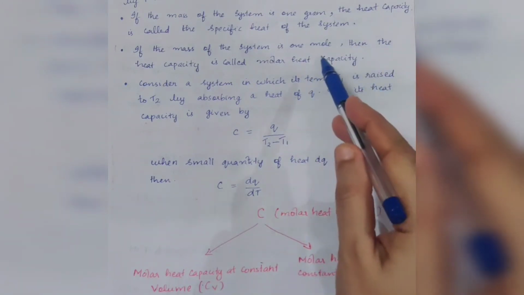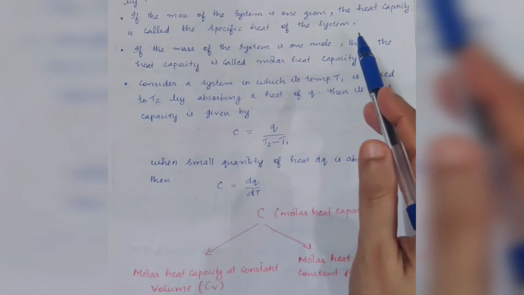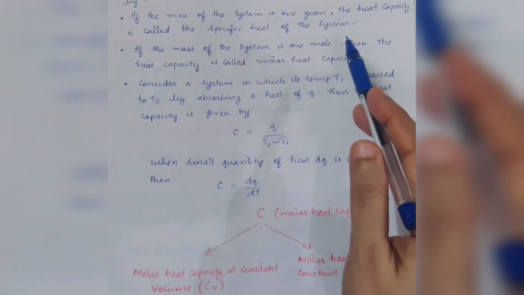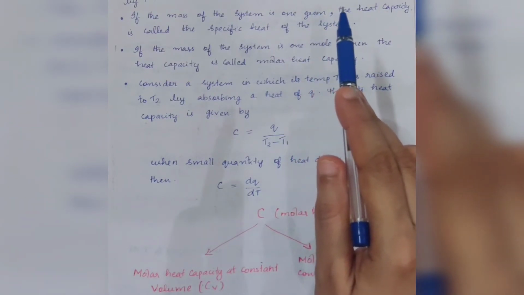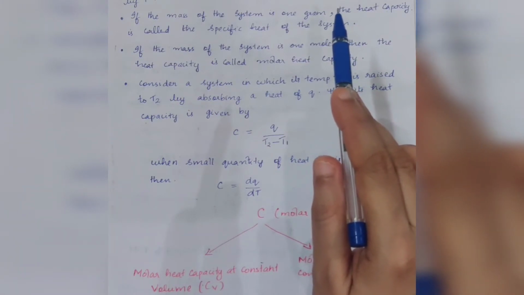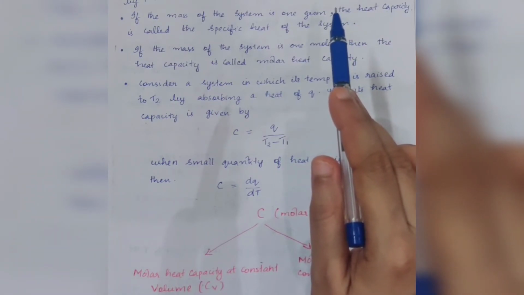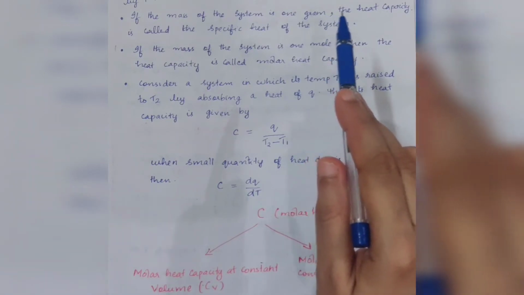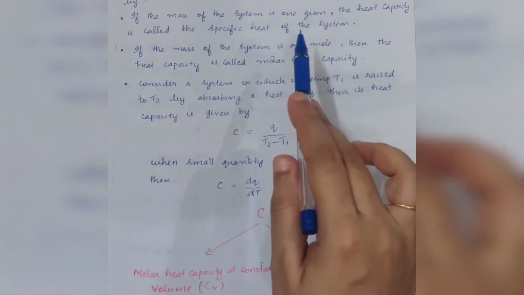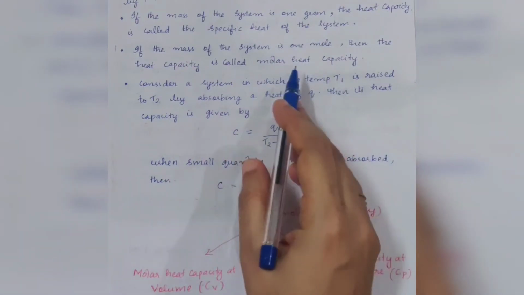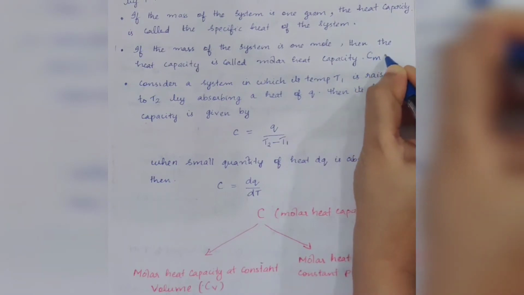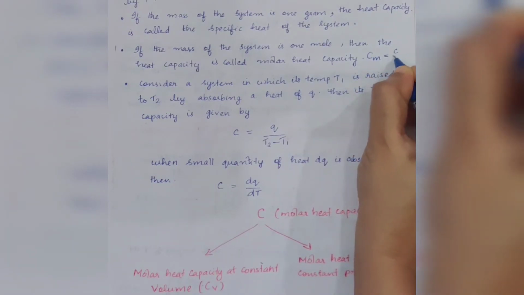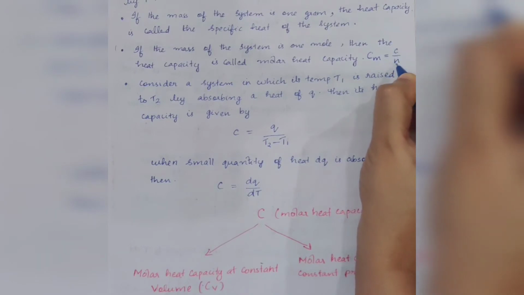Then molar heat capacity is the quantity of heat required to raise the temperature of 1 mole of a substance by 1 degree Celsius. Here the quantity is fixed, that is 1 mole. You can write it as Cm, the molar heat capacity, is equal to C by n, that is heat capacity by n.